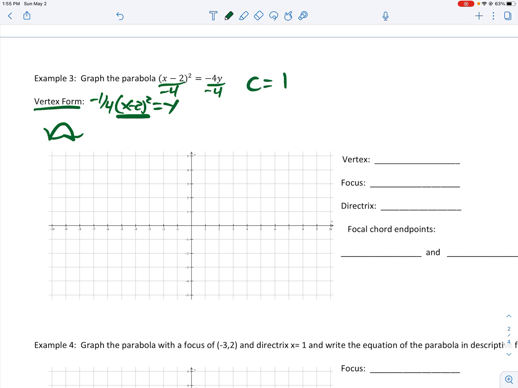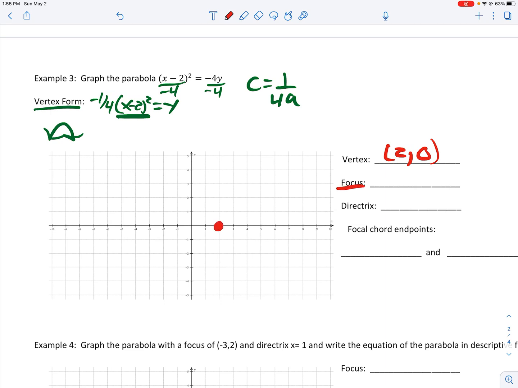It's negative 1/4, so it's down. So C would be 1/4a. Right? To find the vertex, we go opposite of what's in the grouping symbols. So positive 2. And there's nothing outside. It hasn't been added or subtracted, so it hasn't moved up. It's just moved right 2. So (2, 0).